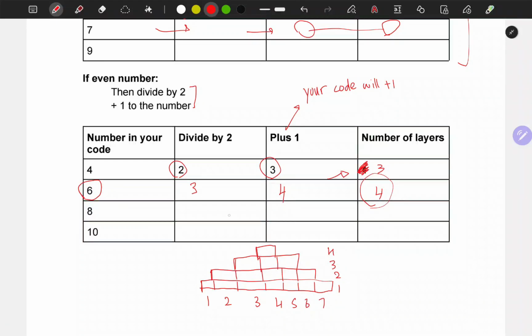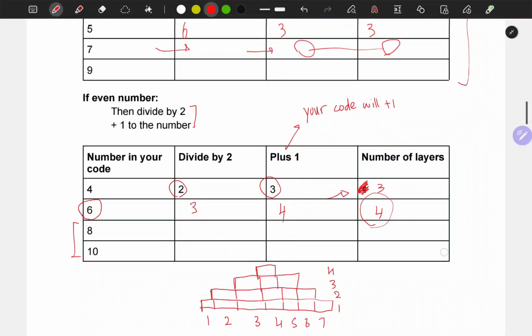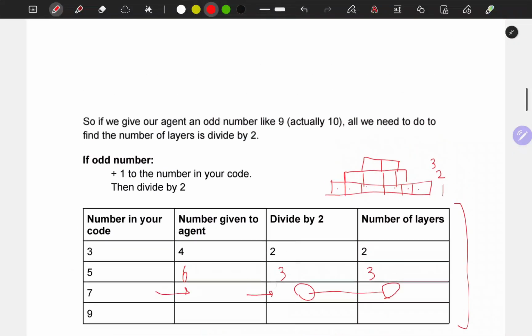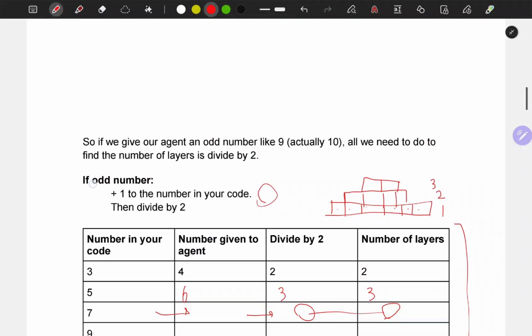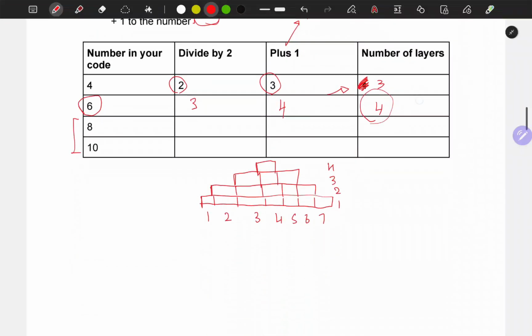Perfect. So I think you guys can now do these two here, which is 8 and 10. So give that a go and see what you get. And it should be pretty easy as long as you follow the formula right here and you follow the formula right here. Remember, if it's an odd number you start with, do the first formula. If it's an even number you start with, do the second formula.